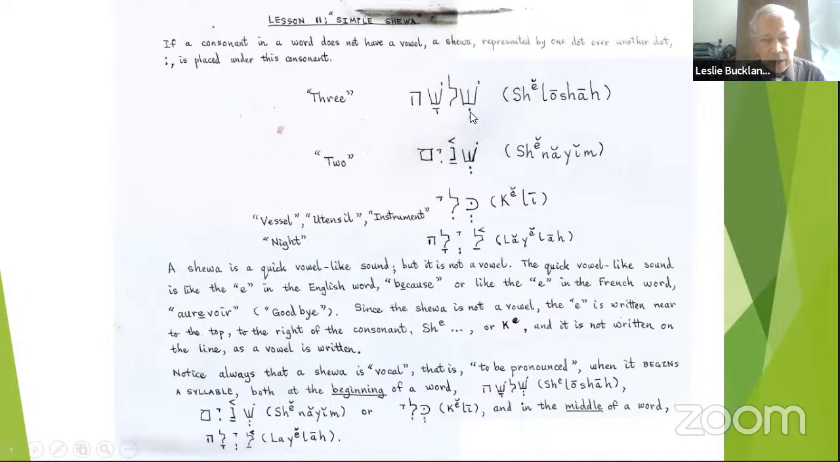The simple schwa here is pronounced like a short E in the word because. So it functions like a vowel, but it is not actually a vowel. At best, it is half of a vowel. So you have this written up here to show it's not a vowel like these others, O and A. So E is written up here to show it is not a vowel.